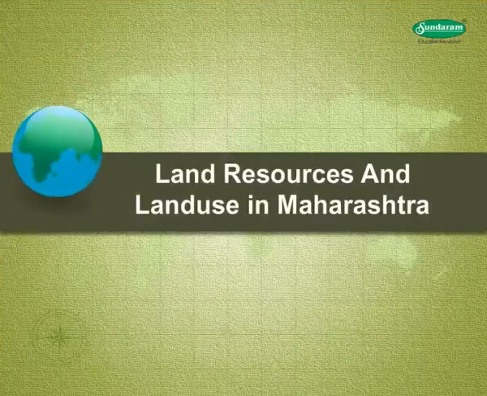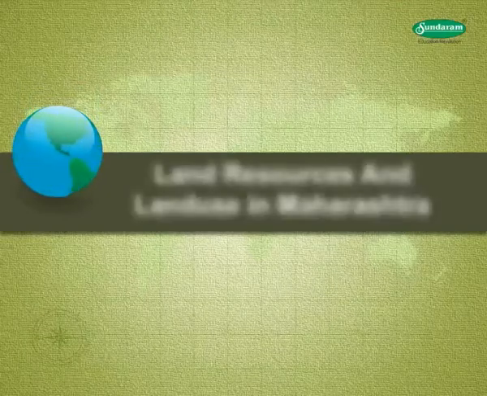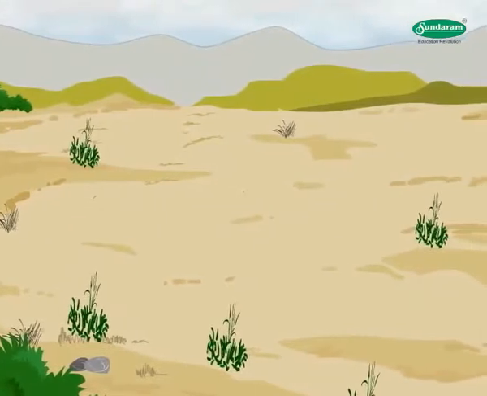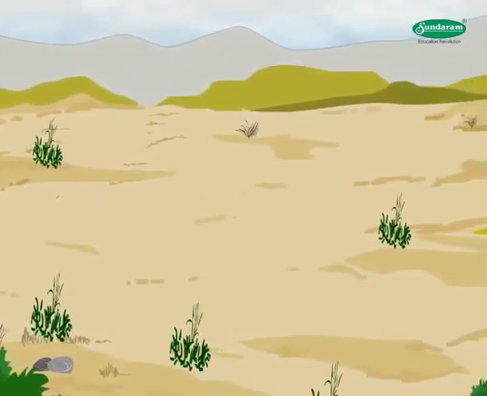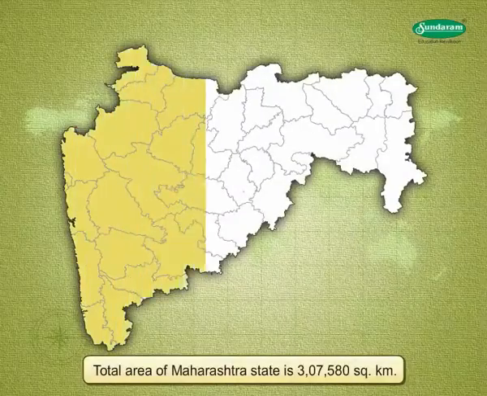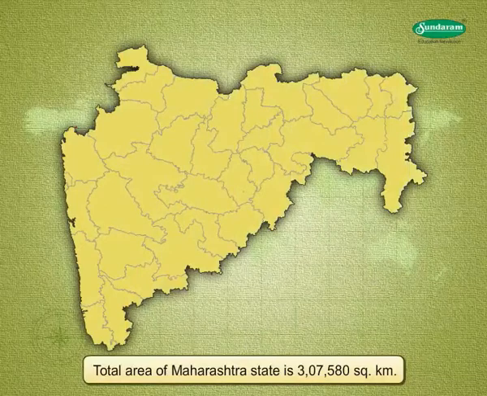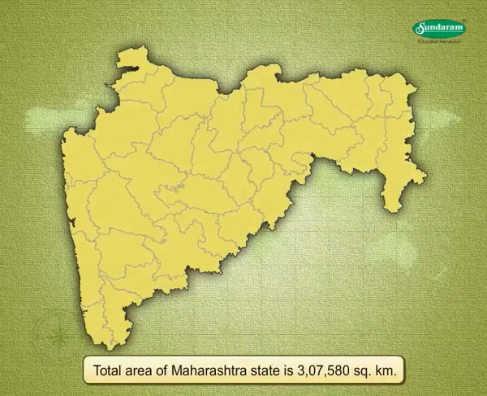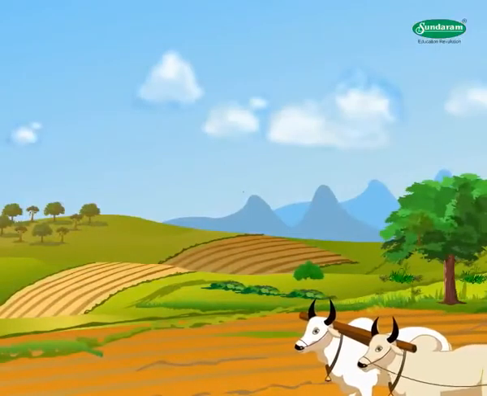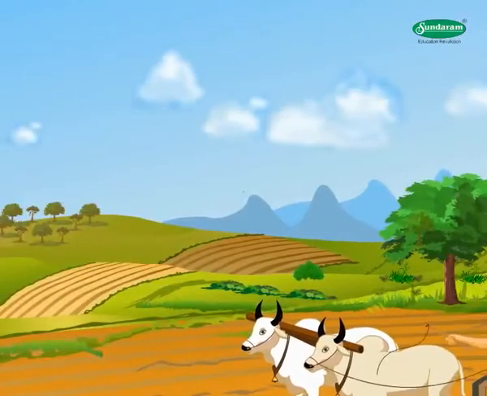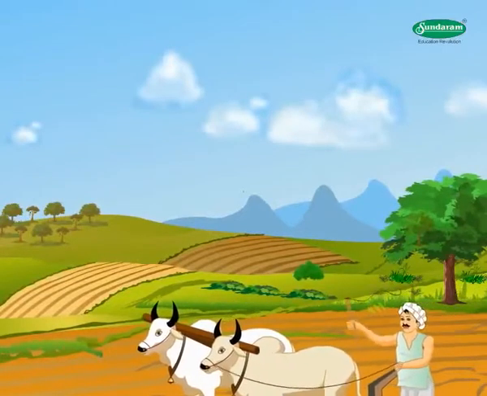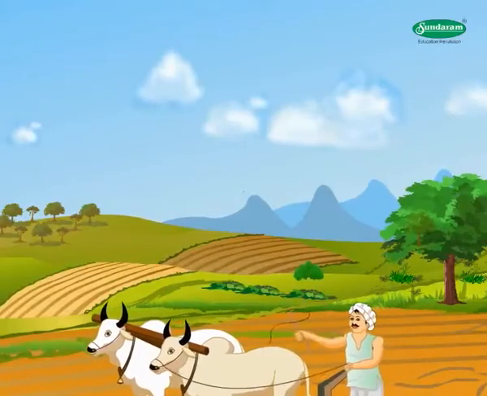Land resources and land use in Maharashtra. In this section, we shall be discussing the land resources and land use in Maharashtra. Total area of Maharashtra state is 3,07,580 square kilometers. Agriculture claims maximum proportion of the resources. Hence, we shall discuss the availability of land resources in the state with reference to agriculture.